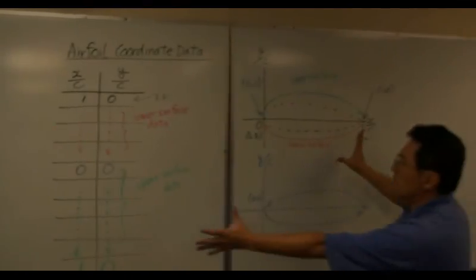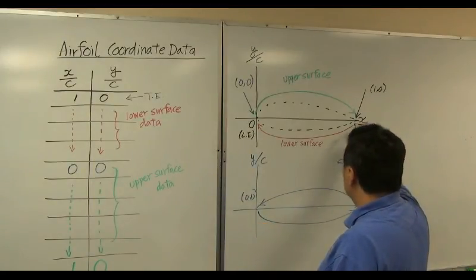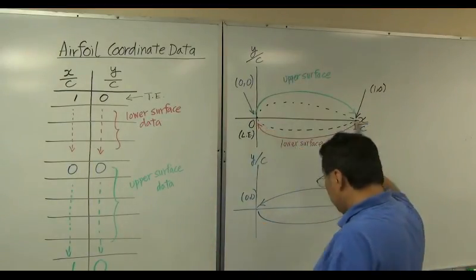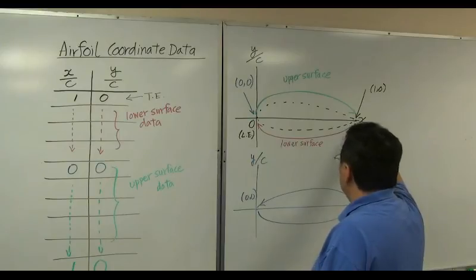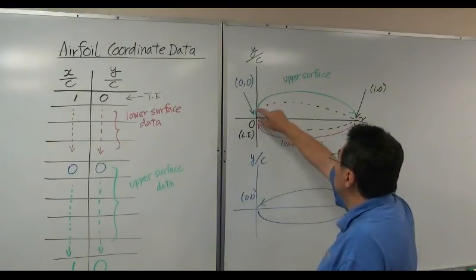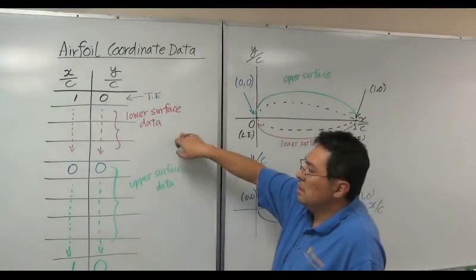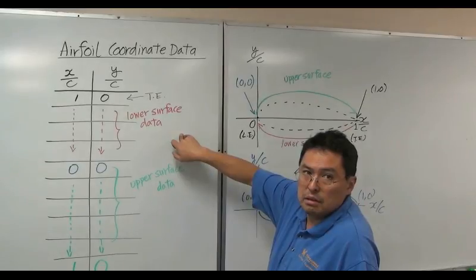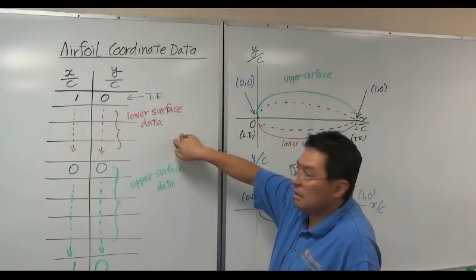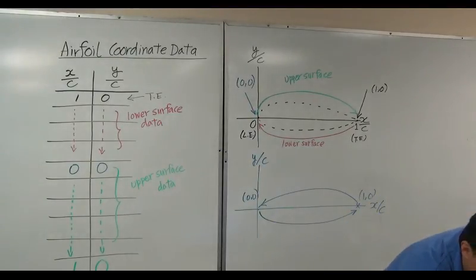Now your data is going to be arranged like this: starting from trailing edge, lower surface data to leading edge, and then upper surface data back to trailing edge. So this kind of arrangement. Is that right? Okay. Now you are ready. Now you are ready to go.